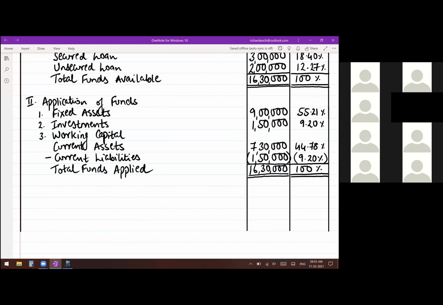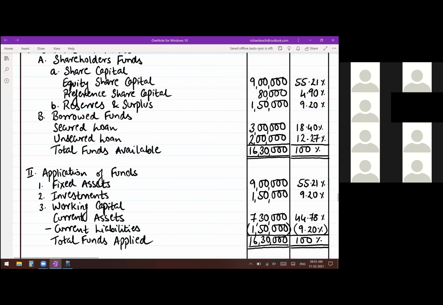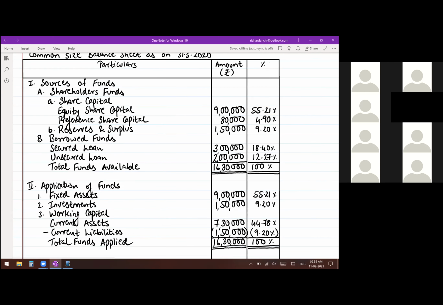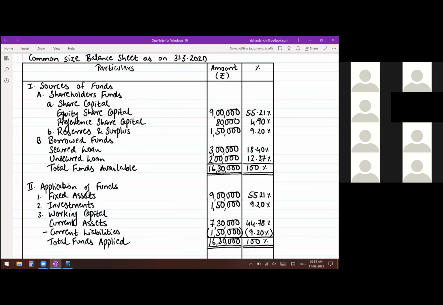So that was calculation of common size statement. What you have to do is when you are on the liability side, take the total as the base. In that case, it is total funds available. When you are on the asset side, take total funds applied as the base and take each item at a time, divide and get a percentage there. In the end, your assets and liabilities, that is 100%. And your total also should come to 100%.